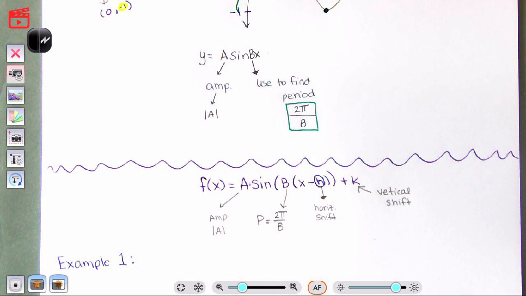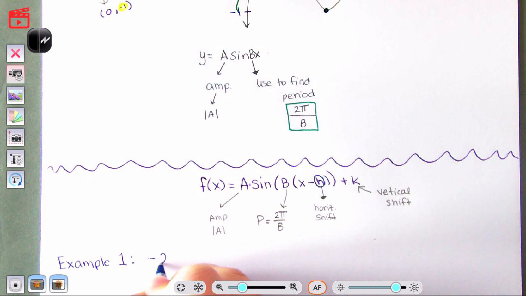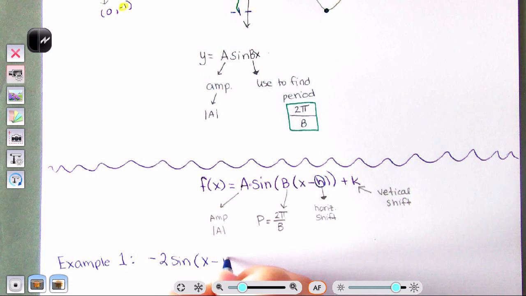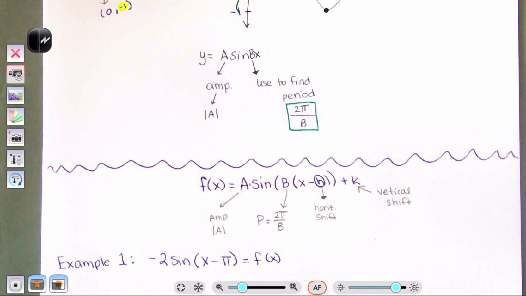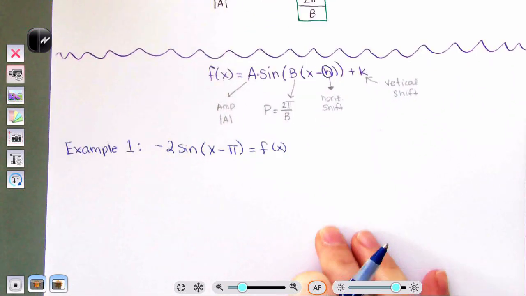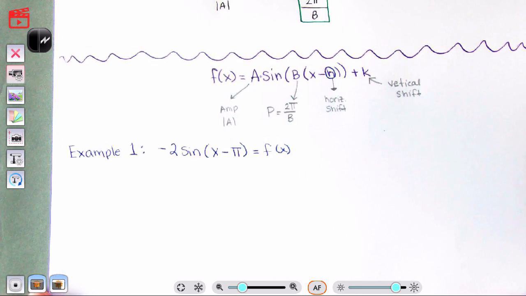All right, so let's start with this example here. We're going to start with f of x equals -2 sine of x minus pi. This is where I'm going to start showing you 2 different ways of doing it. I might just do that one time to prove to you that these are the same thing. But again, in our class, we are going to be using the factoring method.